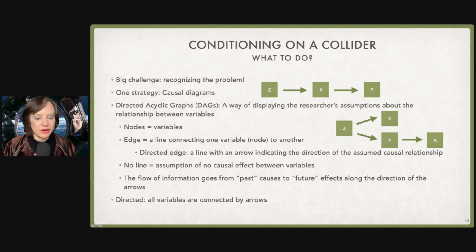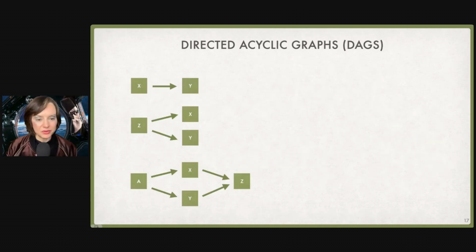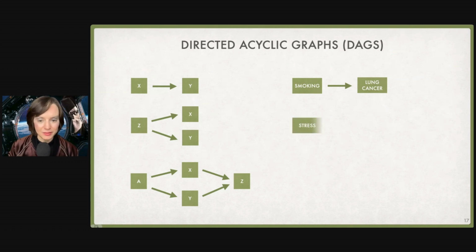Directed means all the variables are connected by arrows. So we have arrows in each of our lines. Acyclic means that no paths turn back on the parent node. So a couple of examples. I might think that smoking causes lung cancer. There's my DAG for that one.